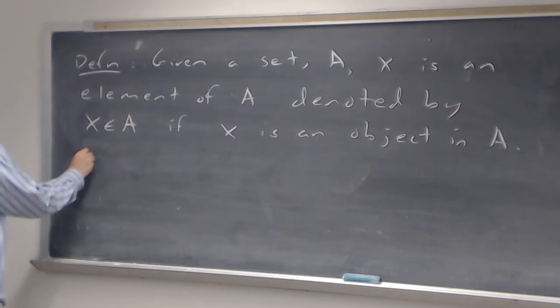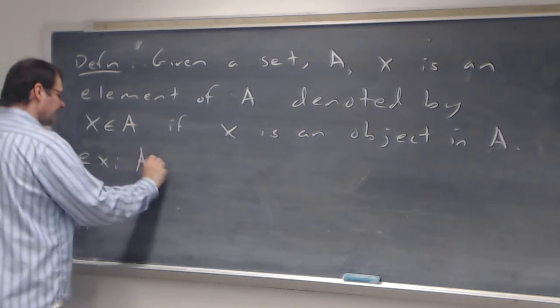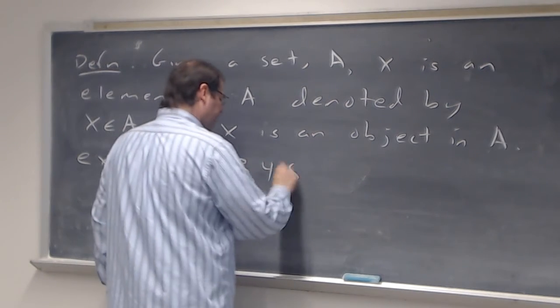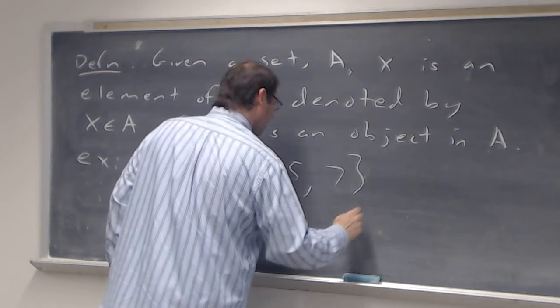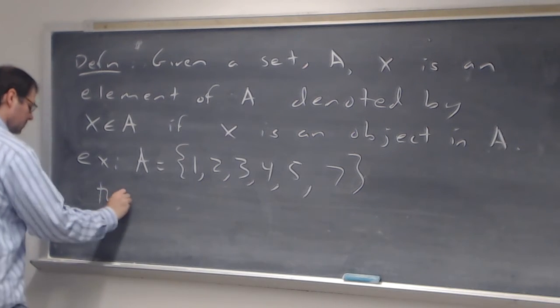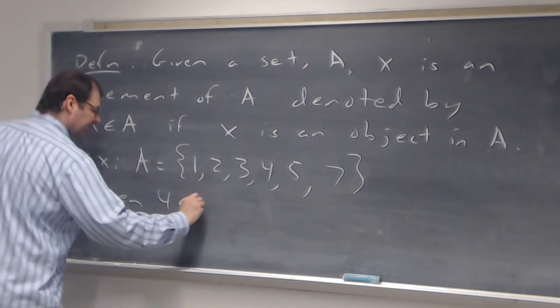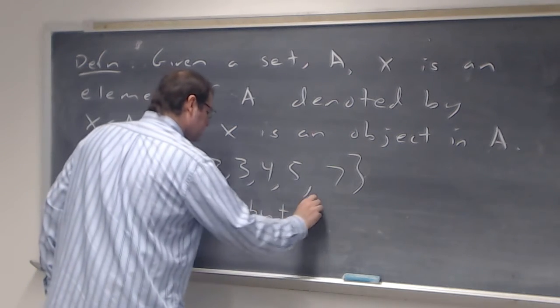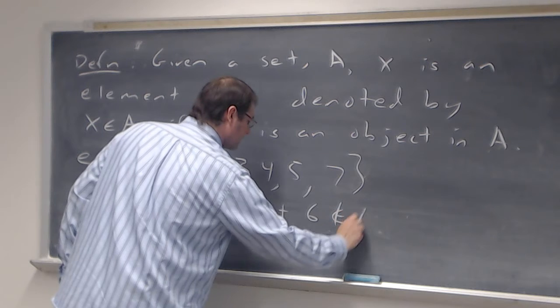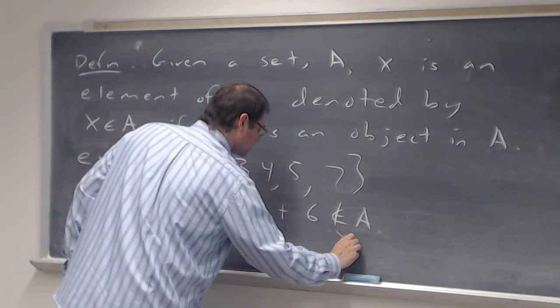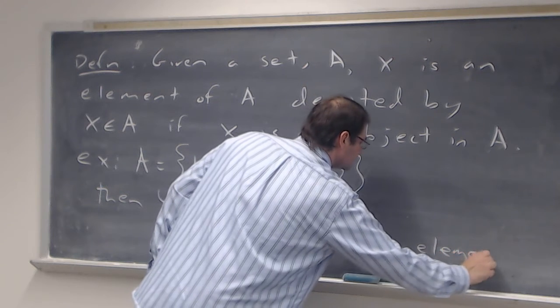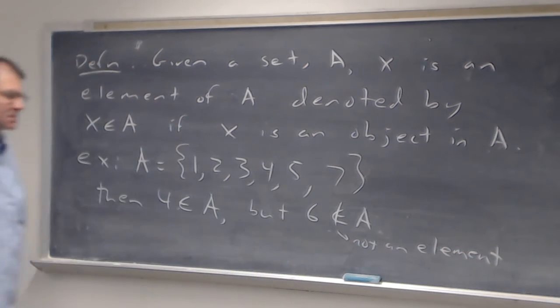Let's look at an example. So if I take A equal to the set of 1, 2, 3, 4, 5, 7, then 4 is definitely an element of A. But 6 is not an element of A. So this symbol right here means not an element. It's the element symbol with a line slashed through it.